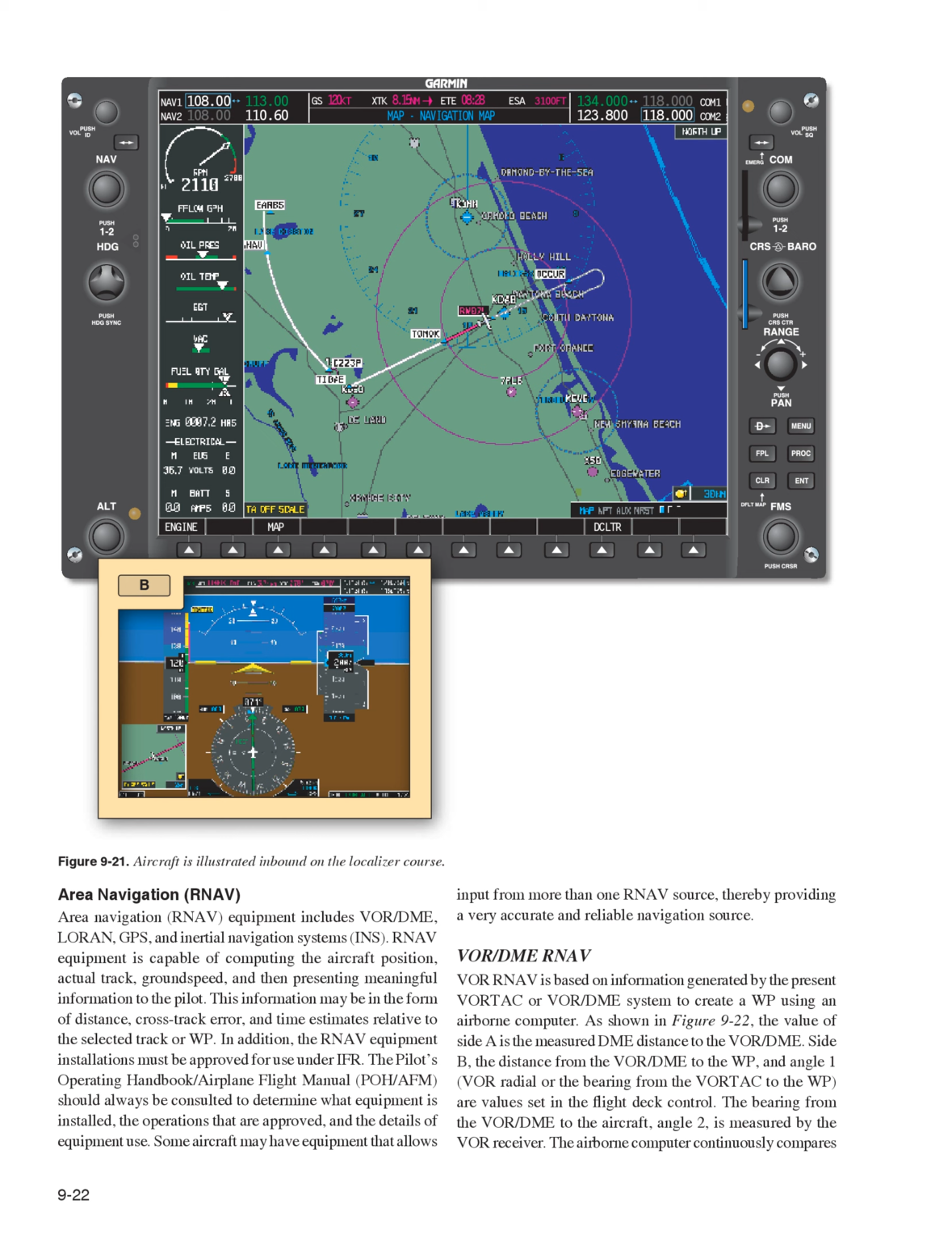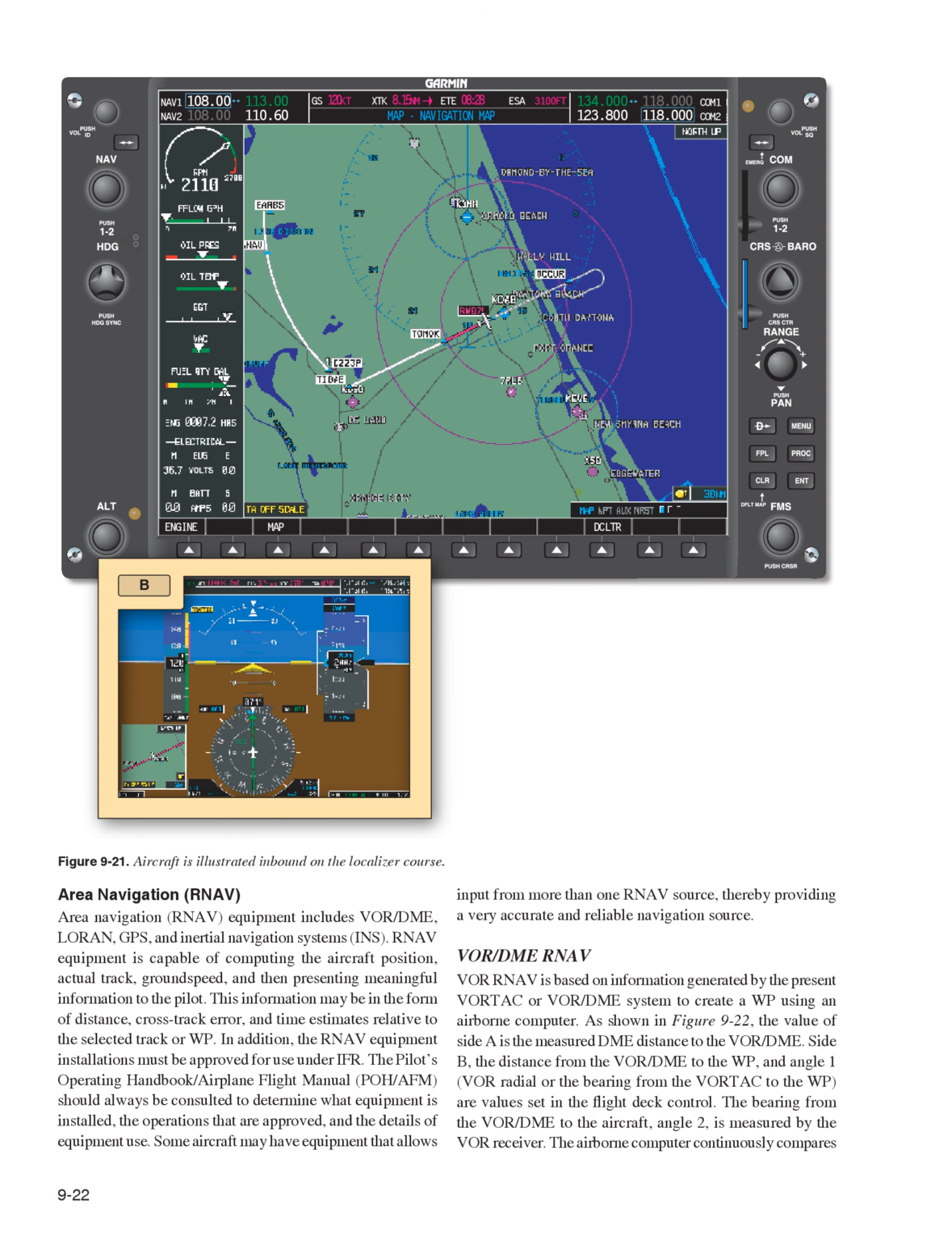The pilot's operating handbook/airplane flight manual, POH/AFM, should always be consulted to determine what equipment is installed, the operations that are approved, and the details of equipment use. Some aircraft may have equipment that allows input from more than one RNAV source, thereby providing a very accurate and reliable navigation source. VOR/DME RNAV is based on information generated by the present VORTAC or VOR/DME system to create a WP using an airborne computer.